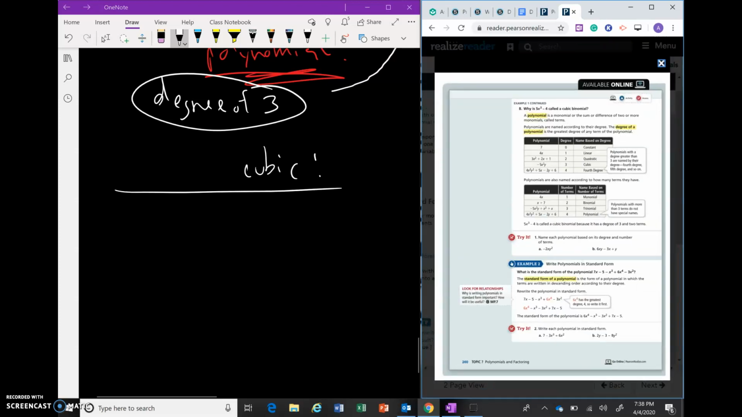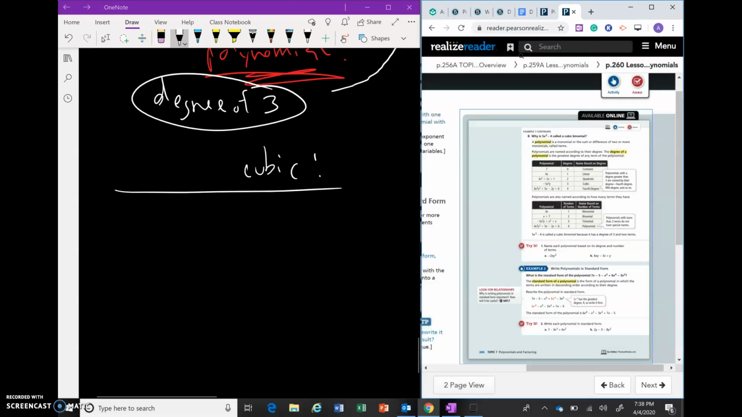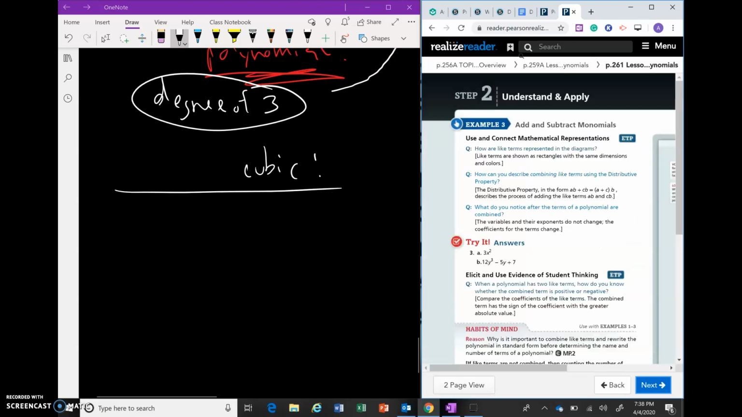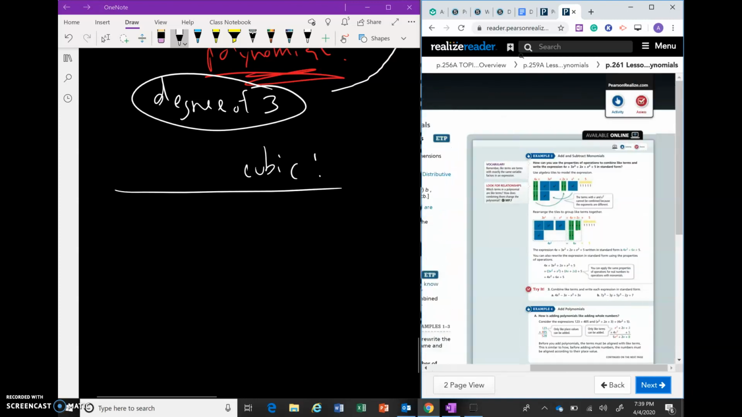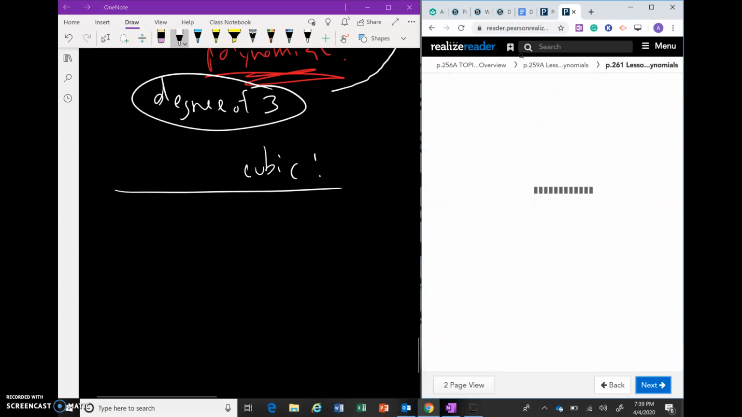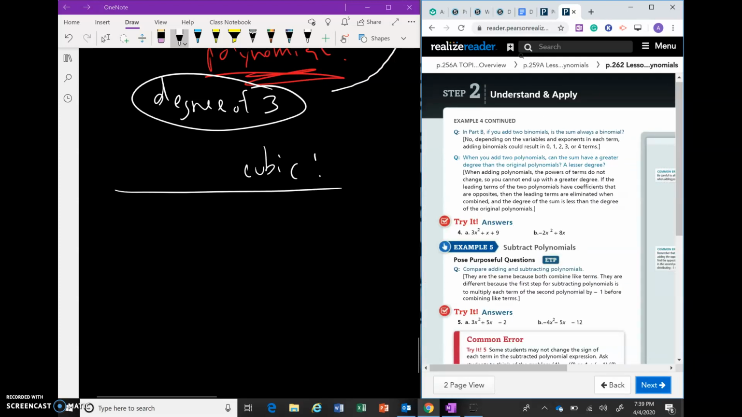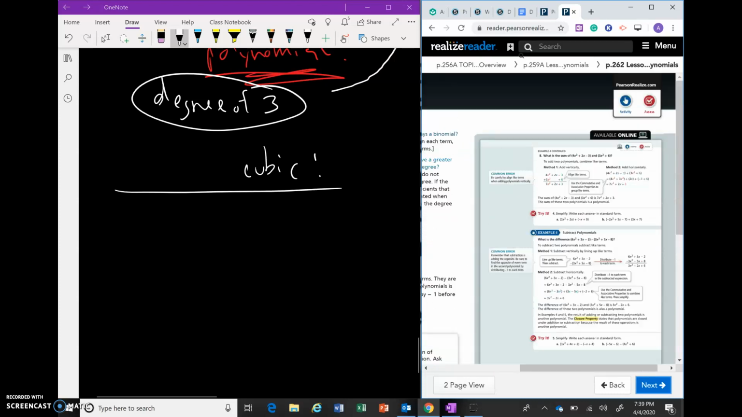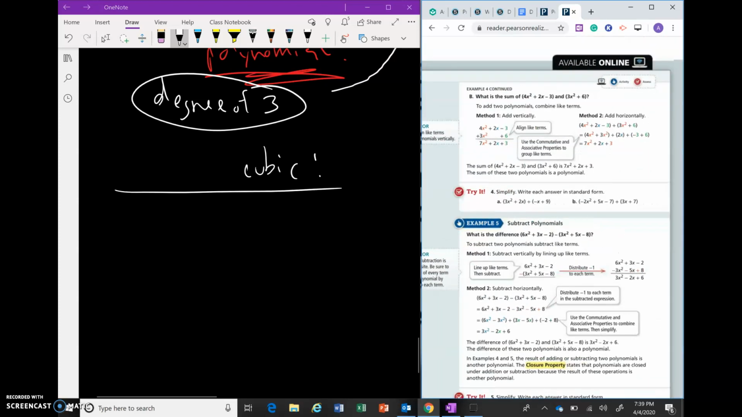Let me go ahead and exit my book here. This book, you can also access it on your Pearson account, so you should be able to do that. But I'm going to show you how to add them. The adding part is really easy, really not much interesting there. It's just the subtraction part.